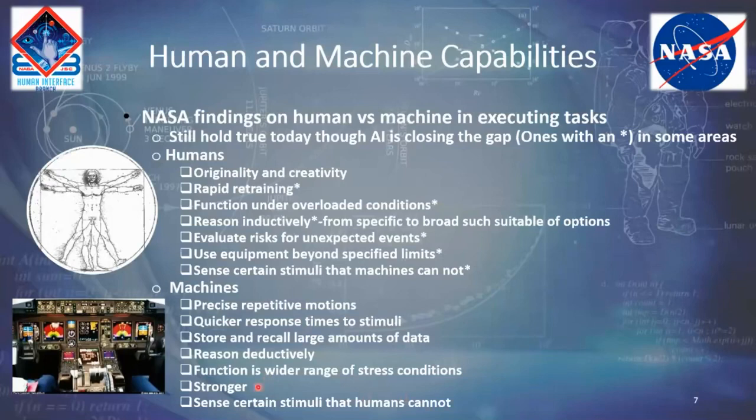Machines can be much stronger. We have a robot called Robonaut, and he can hold 20 pounds at arm's length for an indefinite period of time. Compared to a human, they can only hold 20 pounds out for a specific period of time, and then all of a sudden their muscles start to ache, and they can no longer hold it.